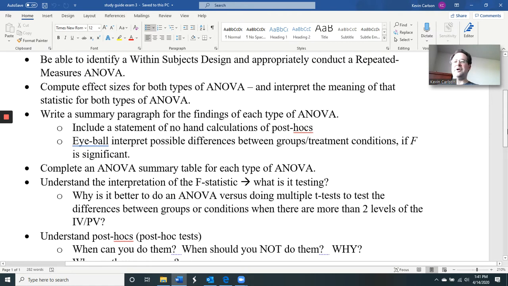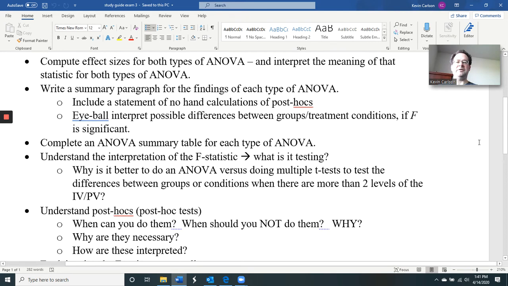Just remember to be able to compute the effect size for both types of ANOVA: eta squared for the one-way ANOVA and partial eta squared for the repeated measures.